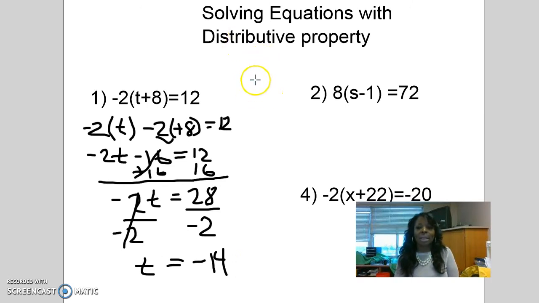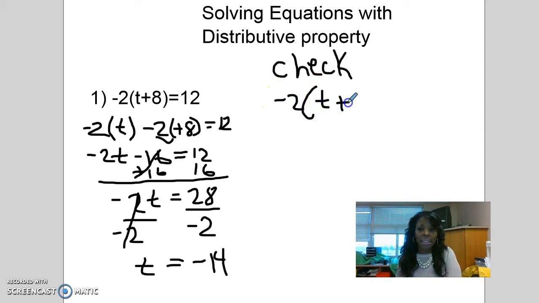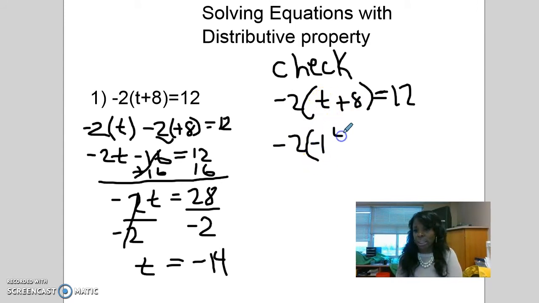Now let's check that. And I didn't write solve and check, but we should always check. Did I do this right? Okay. So let's write check. Rewrite the original equation, which is distributive property or expanding. -2 times t plus 8 is equal to 12. Sorry, it's kind of sloppy. I'm using my mouse versus the smart board pens. So -2, and then put the parentheses back, but now our t is -14. So here's t. We're going to substitute that with -14 plus 8 is equal to 12.